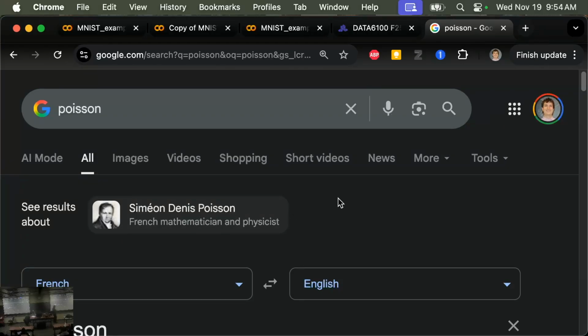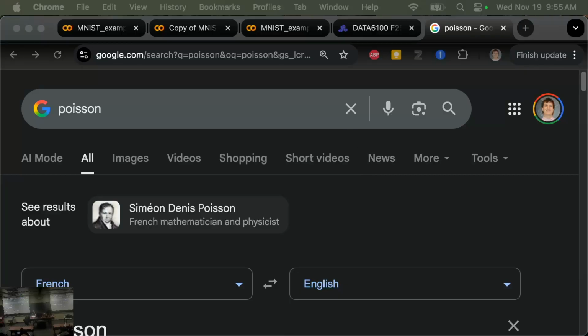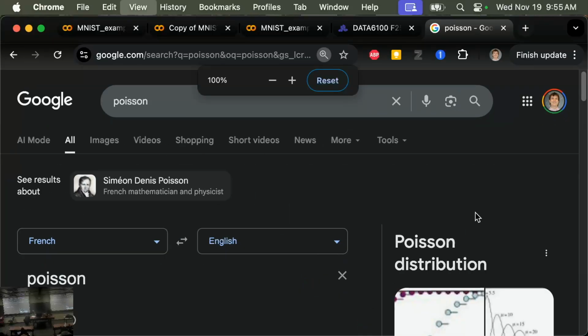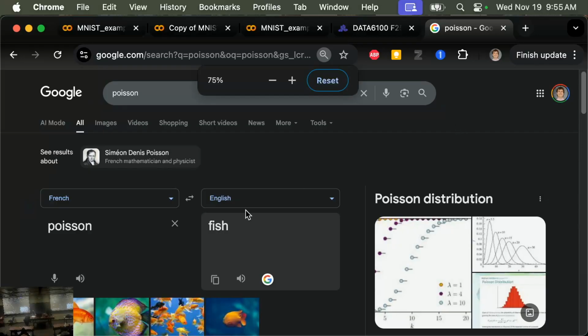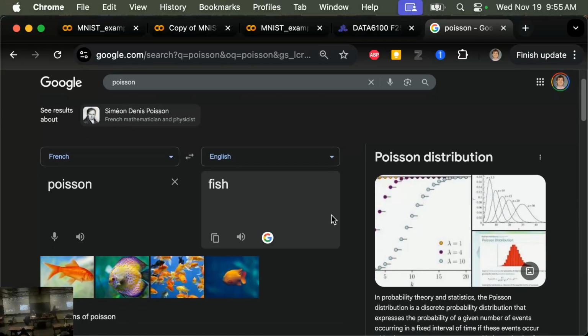This Simon Poisson was a French mathematician and physicist. It's named after this guy. This guy discovered it. I think this guy was named after a fish. So indirectly, this thing is named after a fish. Maybe his grandparents were fishermen or something. Now, can I zoom out? But there you go. So Poisson means fish. And we're talking about the Poisson distribution, which is named after this French guy.